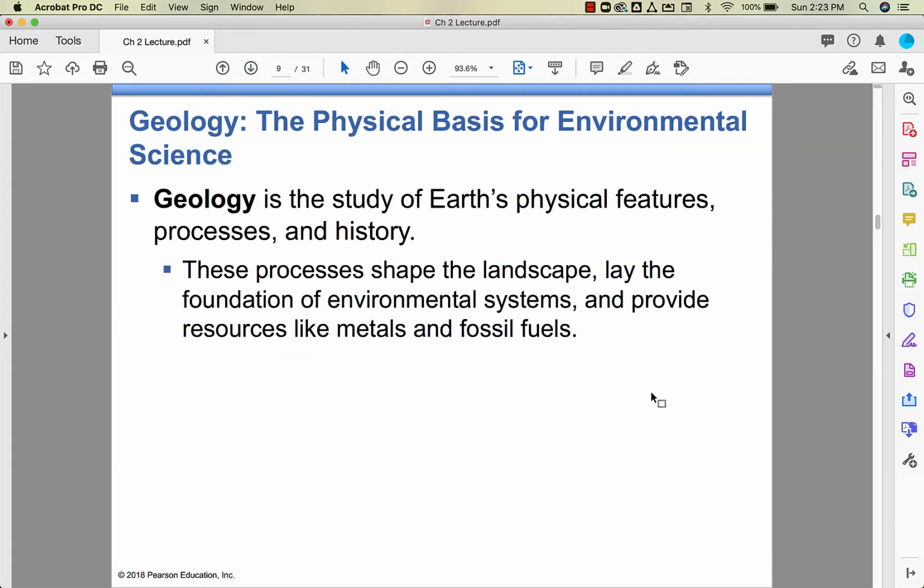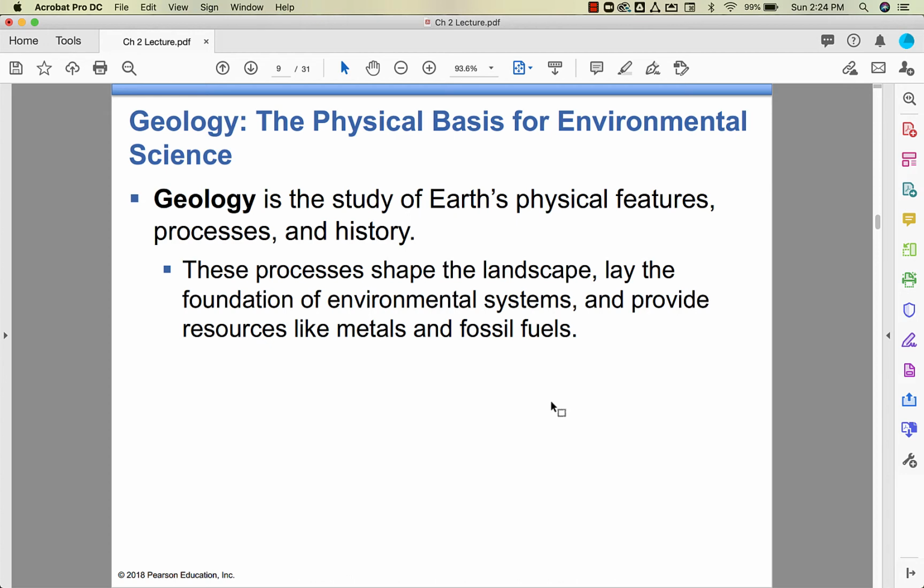Okay, so here's the meat and potatoes of what we're going to get at. And this is something that you guys don't cover really ever in high school. You get it in middle school and you understand pieces, but we're going to look at how it relates to our course. So if you take a look at it, geology is the Earth's physical features, the processes, and the history of the planet itself.